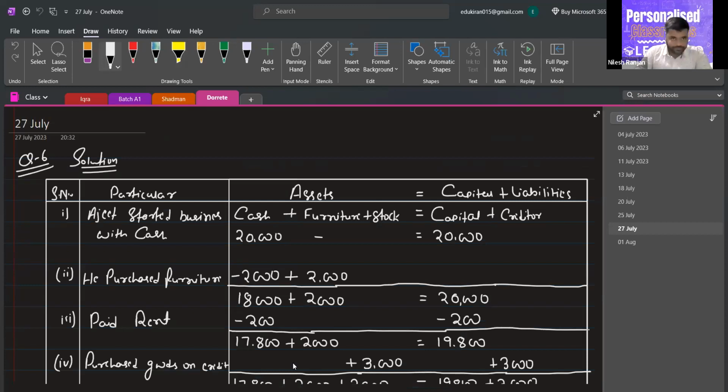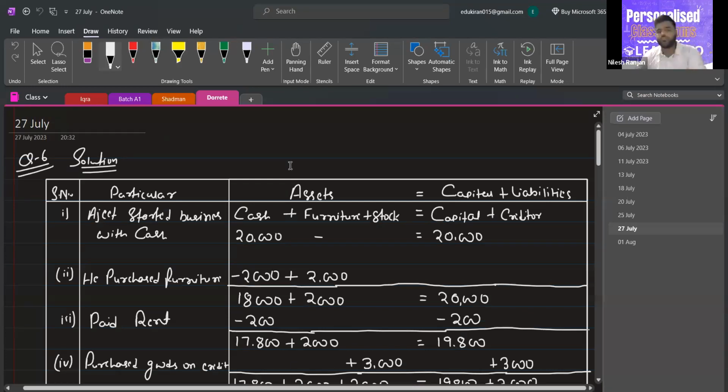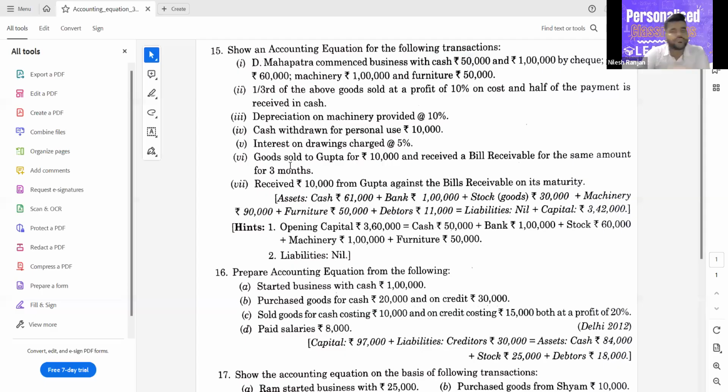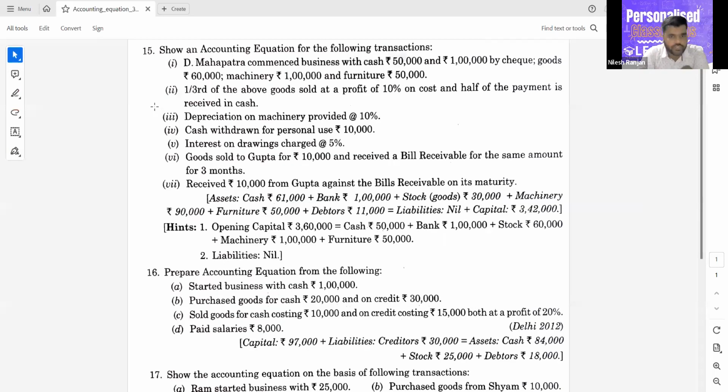Now, let me see the question. Yes. You can see the question number 15 here. No, sir, I can't see any questions. You are not able to see the question. Now I can see, sir. Okay. Actually, it takes some time for loading.